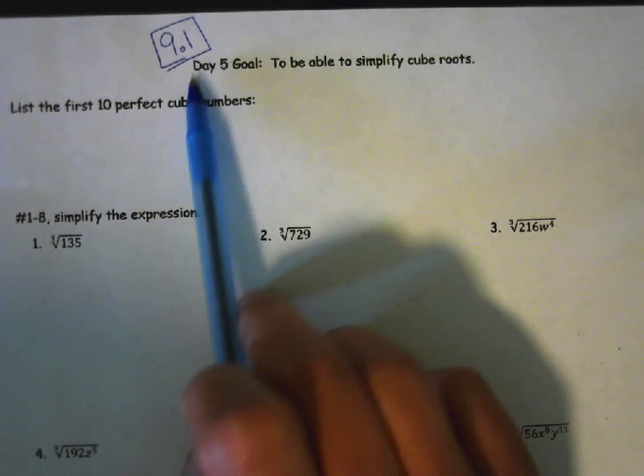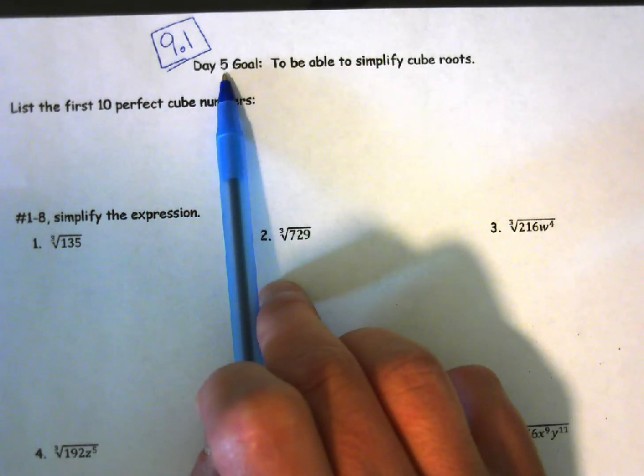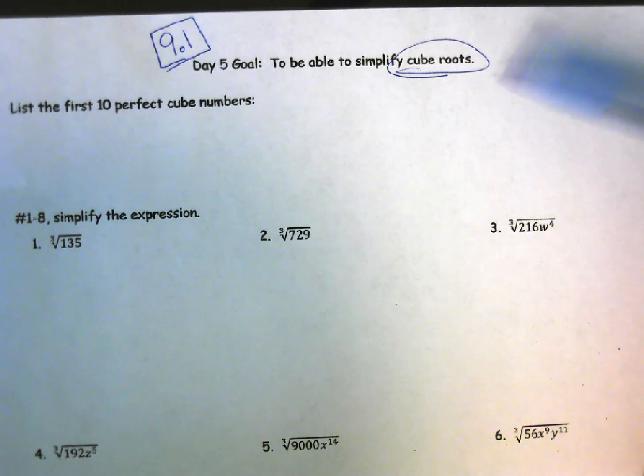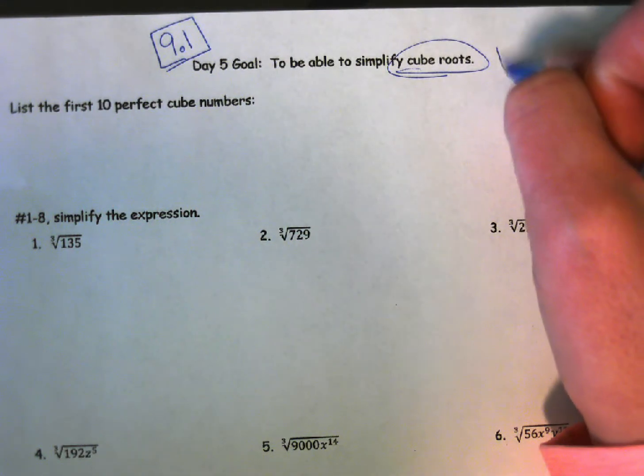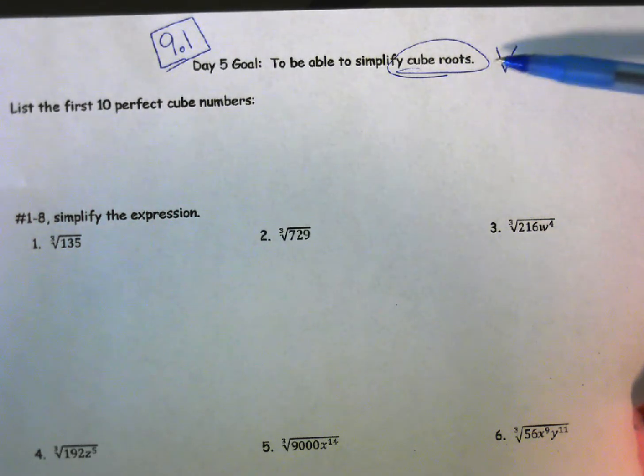Class, today we're going to be doing our last lesson of 9.1. This is our fifth day, and today we're going to be looking at how we simplify cube roots. Cube roots are really important because you're going to get into volume, okay? And this is going to be our last lesson for 9.1.